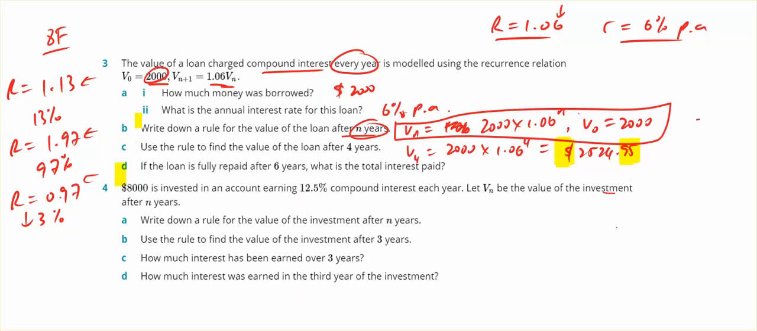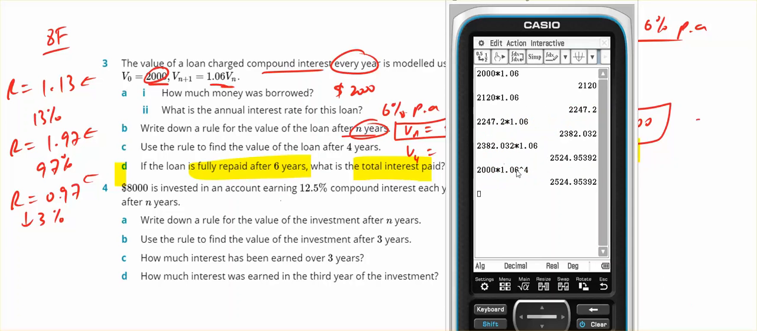So part D is: if the loan is fully repaid after 6 years, what is the total interest paid? Now, after 6 years, we know V6 is 2000 multiplied by 1.06 to the power 6. So let's look at what the amount is. Okay, so I'm going to cheat. I'm going to use my previous calculation. I'm just going to change the 4 to a 6.